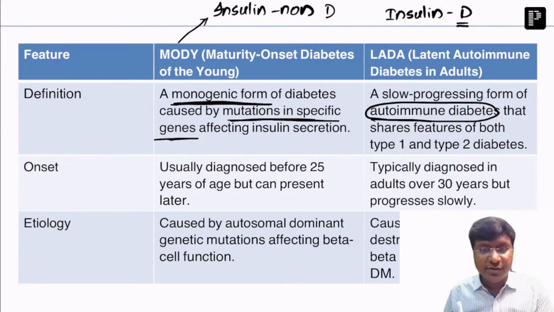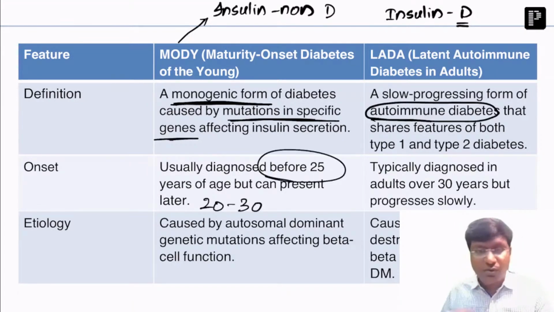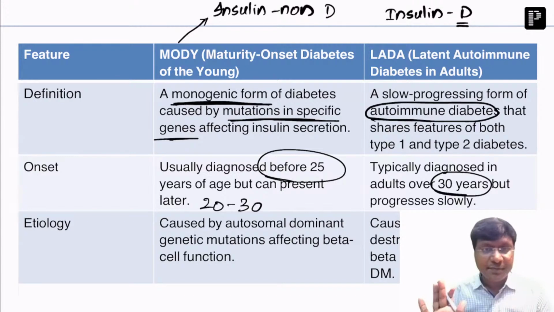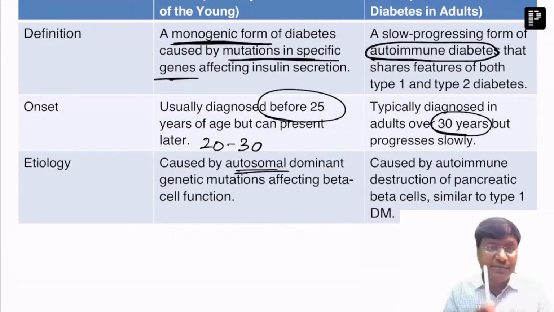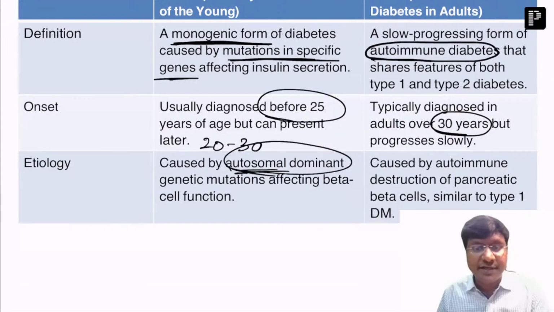In LADA, it is autoimmunity. What is the age of presentation? If you take MODY, the age of presentation is around 20 to 30 years, but on average it is around 25 years, right? Whereas LADA is typically observed in adults, that is over the age of 30 years. Actually, after 30 years, what you have is type 2 diabetes mellitus. But after 30 years, if there is autoimmunity causing beta cell destruction, that is what is called LADA, right? And in the case of MODY, it is due to gene mutations, as I have said. And how are these mutated genes inherited? The type of inheritance is autosomal dominant.